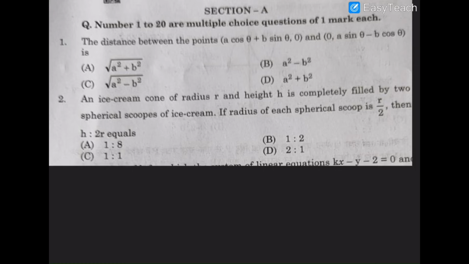I'm discussing one of the papers. This is 30/4/3 SET-3.